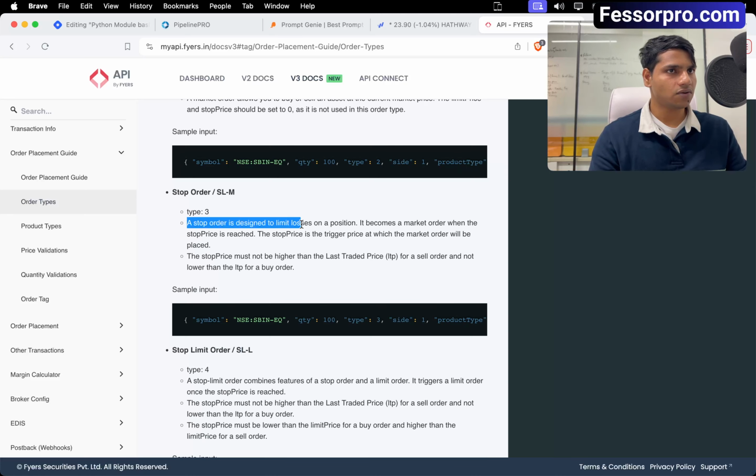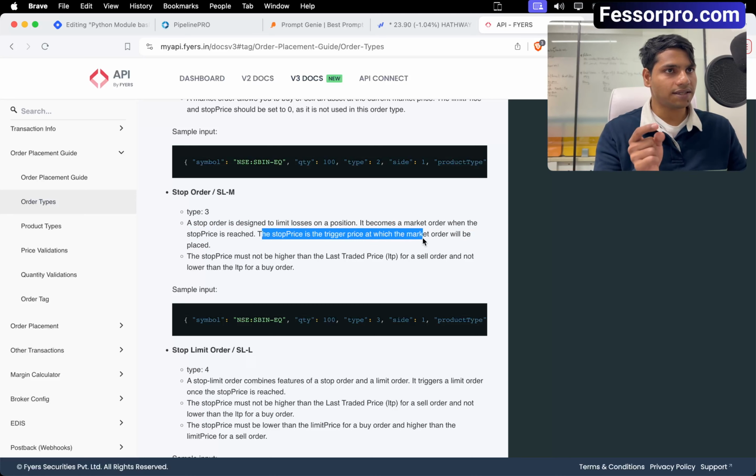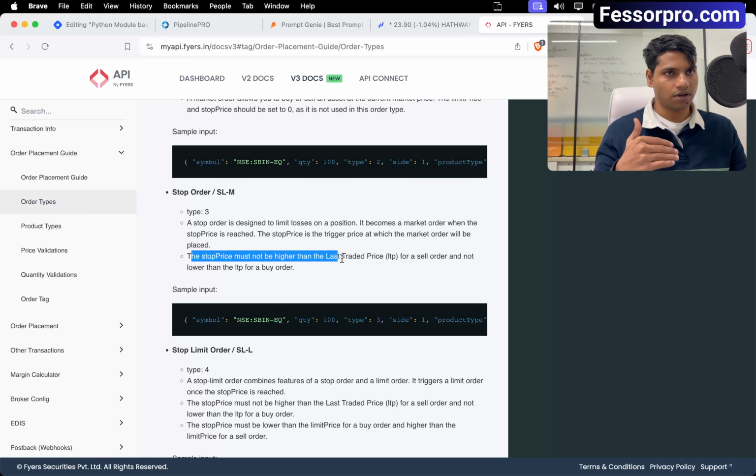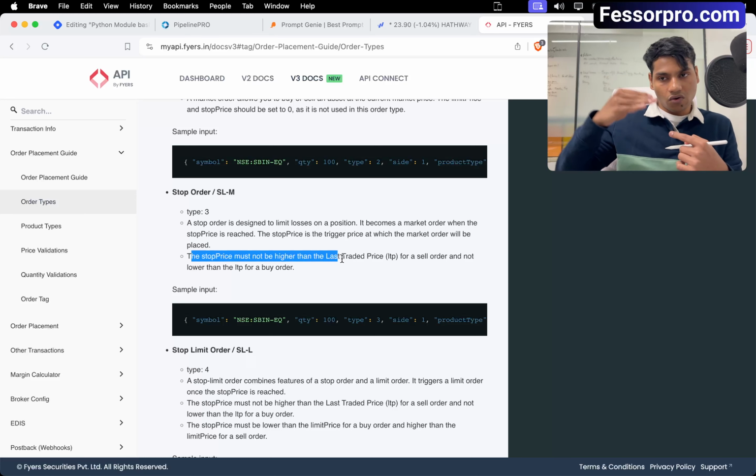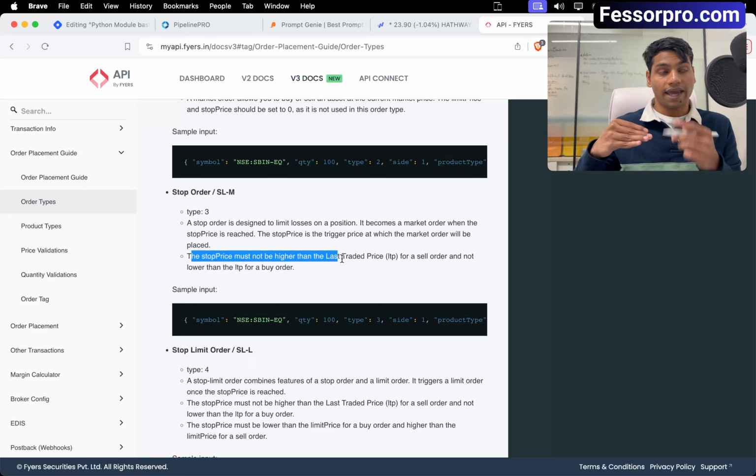A stop order is designed to limit losses on a position. It becomes a market order when the stop price is reached. The stop price is the trigger price at which the market order will be placed. And the stop price must not be higher than the last traded price. As I told you, if you are placing a stop order and it's a sell order, it should be lower than the market price. Exactly opposite of the limit order.